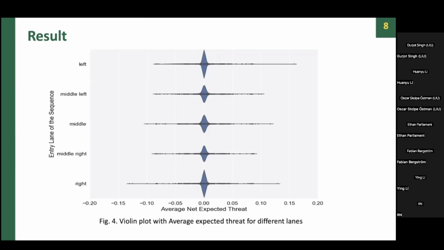That is the expected threat, how that particular entry will have the threat on the defense. So we're trying to understand why there is a bump below the line and above the line. That is just the number of sequences, just a way to plot it. Yeah, it's just a count.